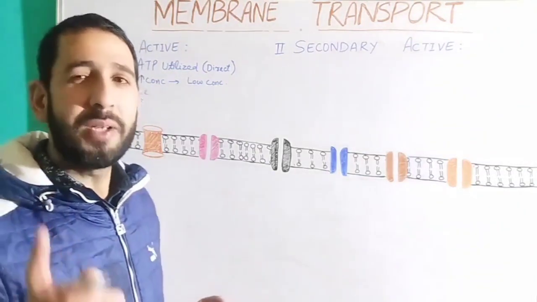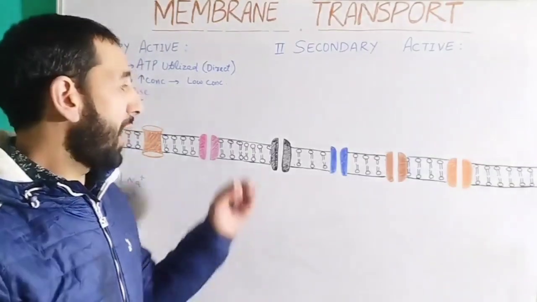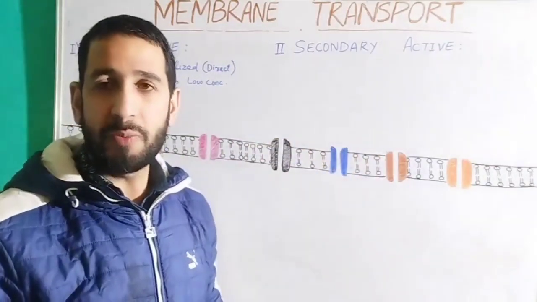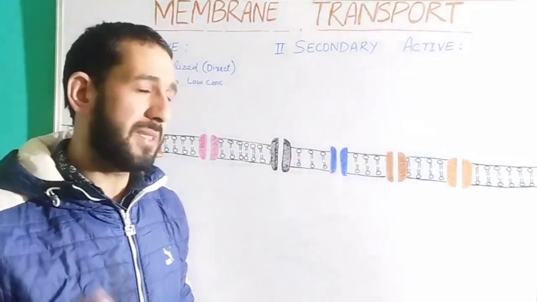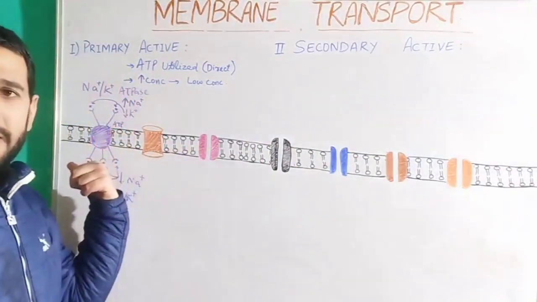It is very important because when we talk about secondary active transport, those mechanisms are actually dependent upon the sodium potassium ATPase. That is very important. So the sodium potassium ATPase has a great importance.